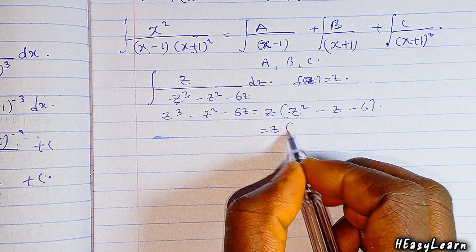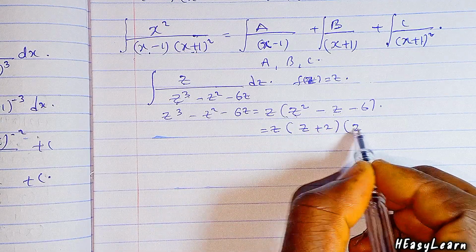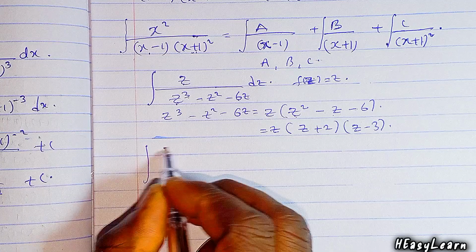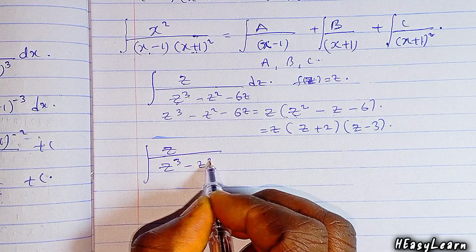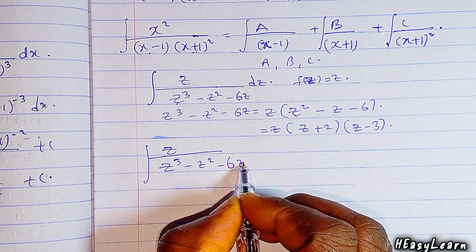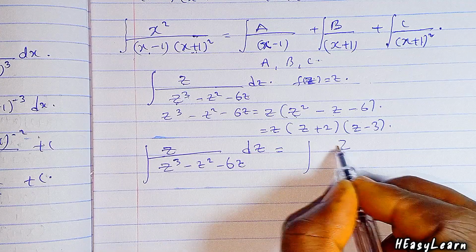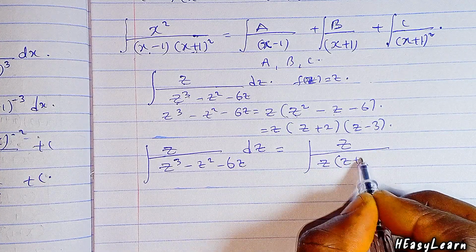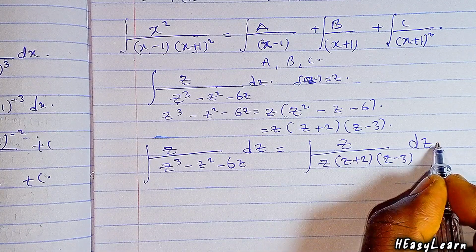This is the same thing as z plus 2, z minus 3. So to integrate z divided by z to the power of 3 minus z squared minus 6z dz, it is the same thing as the integral of z divided by z, z plus 2, z minus 3 dz.